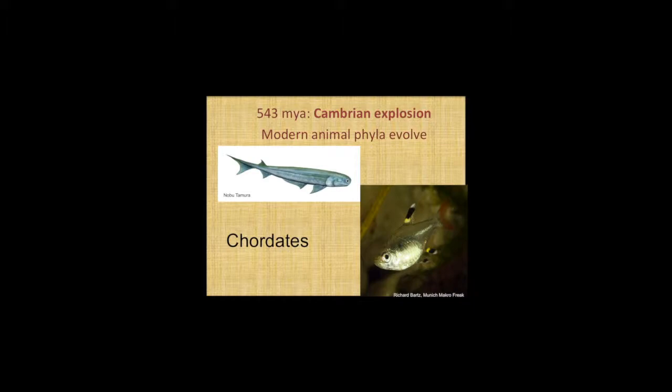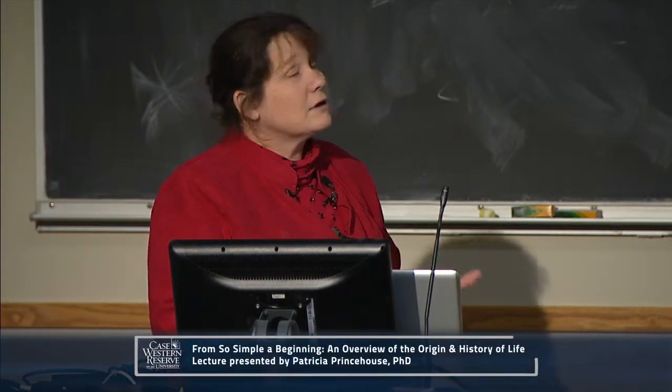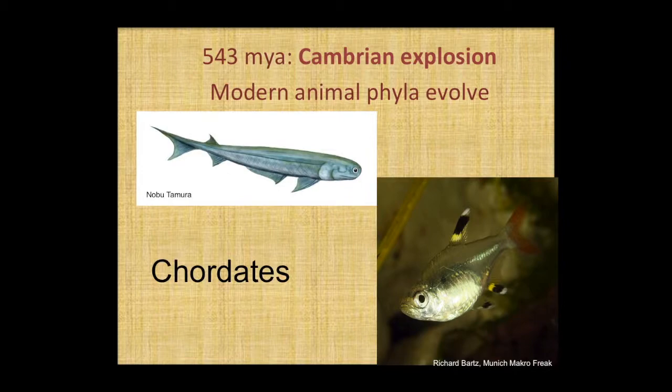Now, the early chordates, you don't find fish in the Cambrian. You find something more like tunicates or modern Amphioxus, if you're familiar with that. But very quickly into the Ordovician and Silurian, you start getting fish. Fish more like this, rather than this, which is very recent.